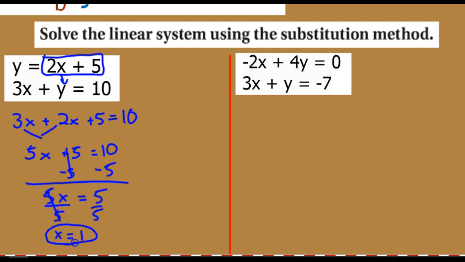So now we take that x equals 1 and we put it back into our equation. I'm going to put it back into this first equation because we already have what y is solved for. So y equals 2 times 1 plus 5. Well, 2 times 1 is 2 plus 5. So we get y equals 7. So our solution then is x is 1 and y is 7.